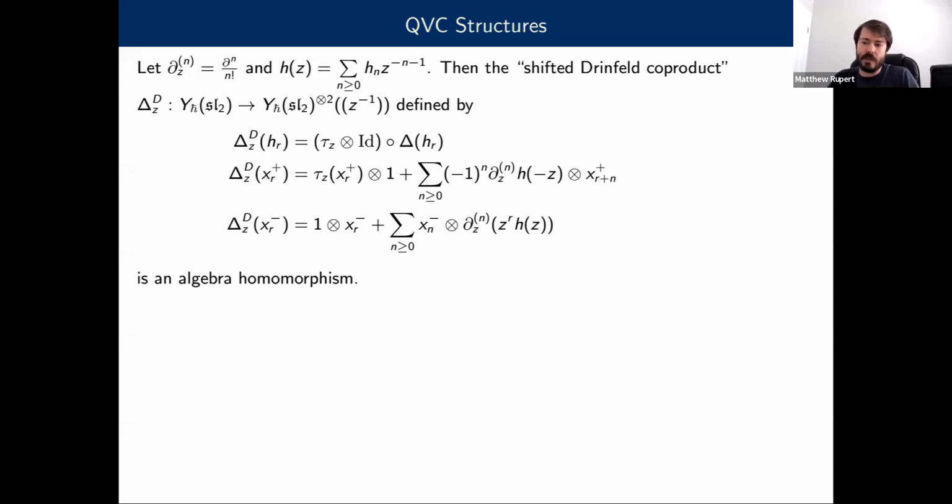But you can compose it with this shift to get a coproduct to formal Laurent series, where now the coefficient of each z is a finite sum. So you get a true algebra homomorphism into the space of formal Laurent series in z inverse with coefficients in the tensor square of the Yangian.